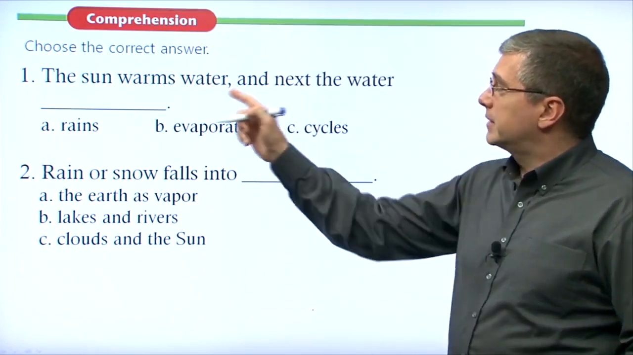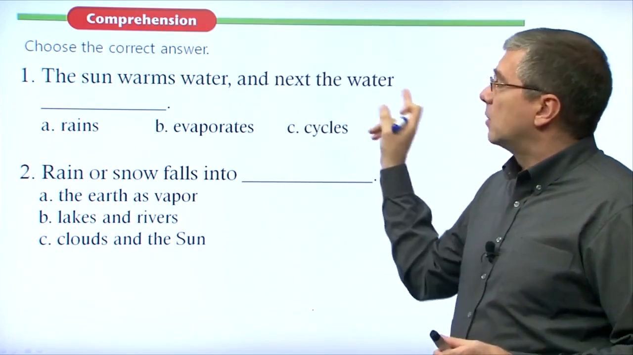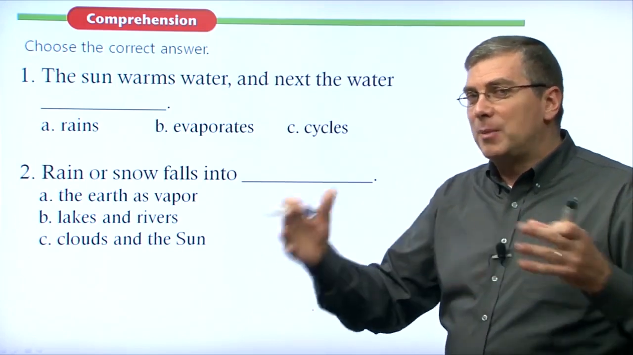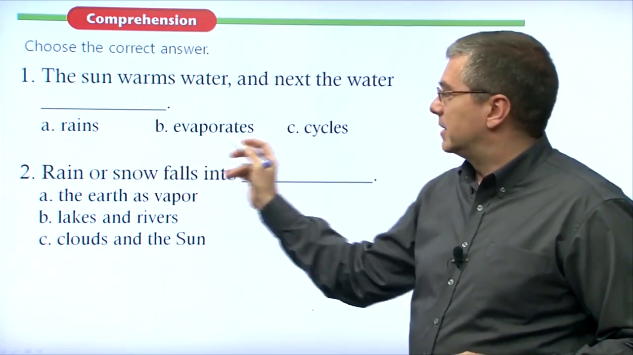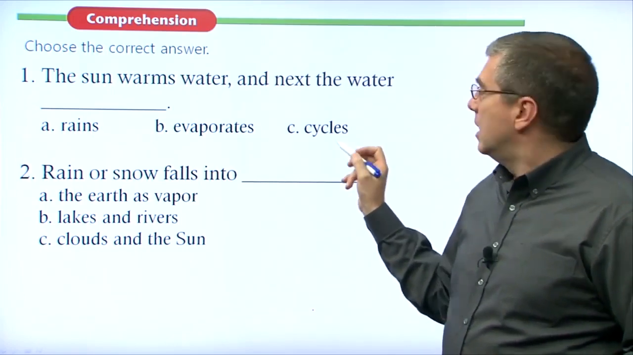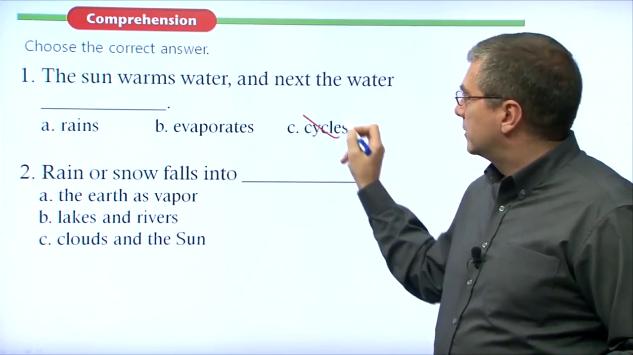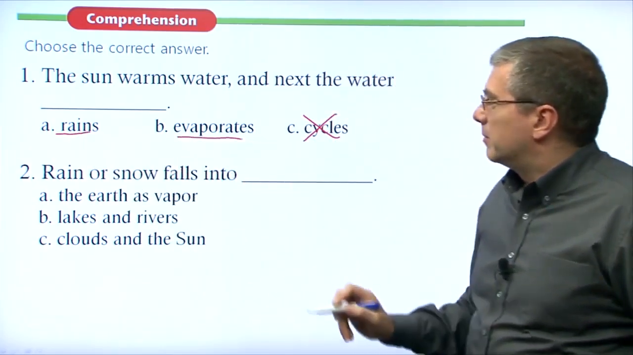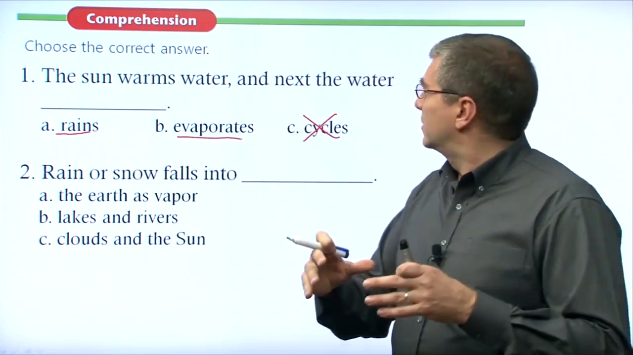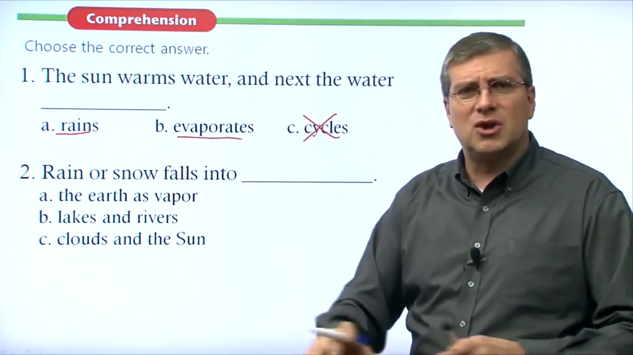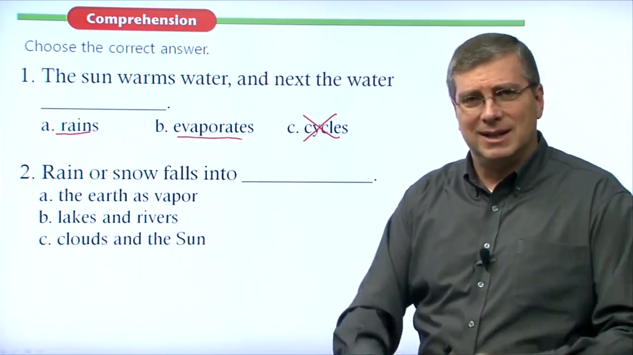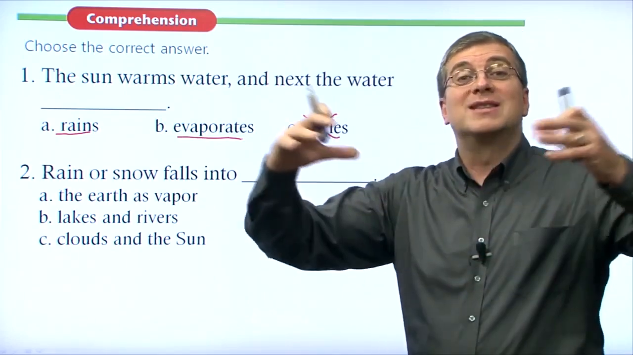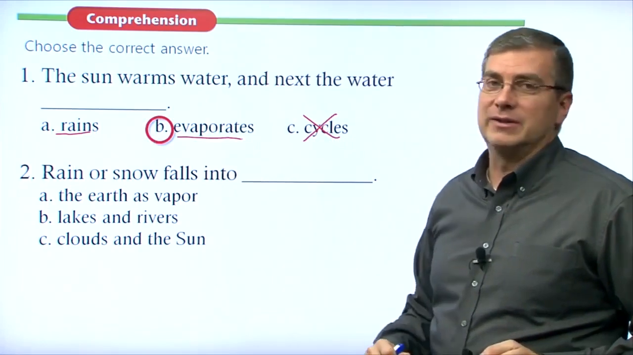Okay, let's take a look at the comprehension questions. Number 1, the sun warms water. And next, the water does what? So first, the sun is warming the water, making it hotter. So what happens to the water? Does it rain? Does it evaporate? Or does it cycle? Right? We're looking for a verb. Cycle is a noun, so we can cross that off. That's not a verb. Rain is a verb. Evaporate is a verb. But which one? The sun warms water, so the water rains, but the water's in the ocean already, right? It's in the lake already. It doesn't rain inside the lake. That's silly. What happens is the water gets hot and it evaporates. It spreads out, doesn't it? It spreads out, it evaporates.